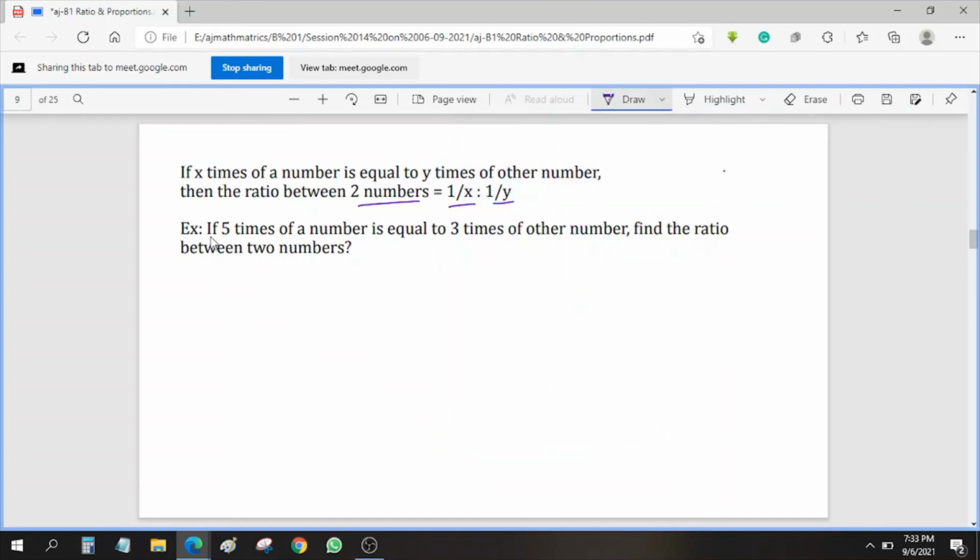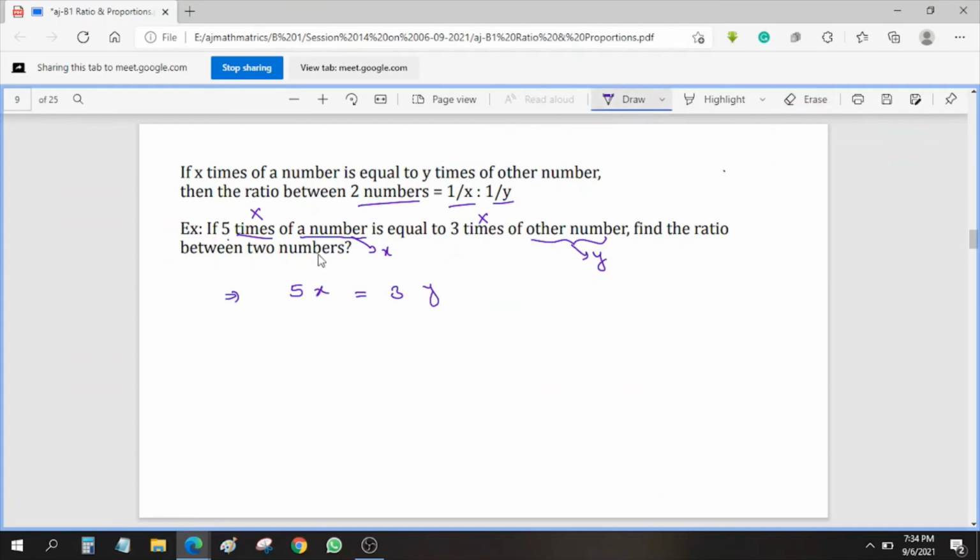So directly you can take this value, which is 5 times of a number. Generally, a number we consider as x and the other number we consider as y. So first we need to read the data, then analyze. In place of a number I am taking x and in place of other number I am taking y. 5 times means into, 3 times means into. So 5 times of a number, which means 5x, is equal to 3 times of the other number, that is 3y.